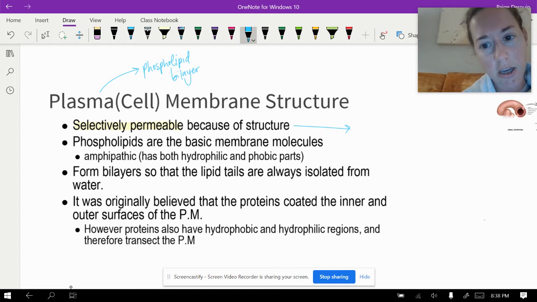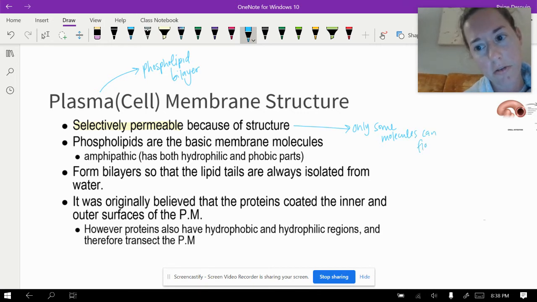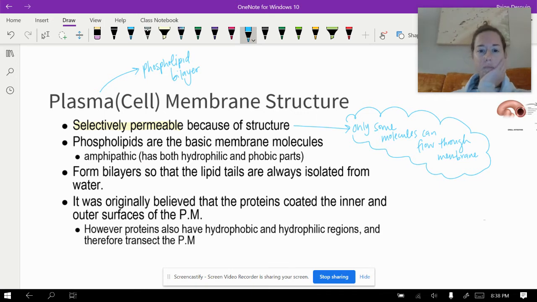So I'll just say only some molecules can flow through the membrane. Permeable means able to pass through. And then obviously selective means only some.